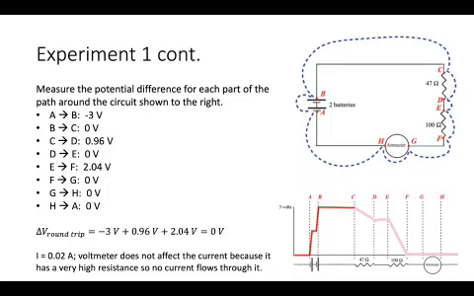On the graph on the bottom right, it is a graph of the potential difference over the circuit. So from A to B, it increased to 3 volts. From B to C, it stayed constant. From C to D, it decreased 0.96 volts. From D to E, it stayed constant. And from E to F, it decreased 2.04 volts. And then for the rest of the circuit, it stayed constant at 0.